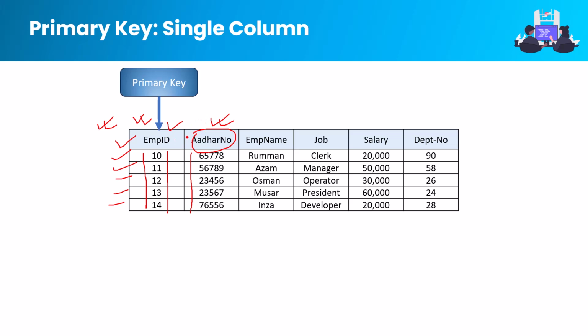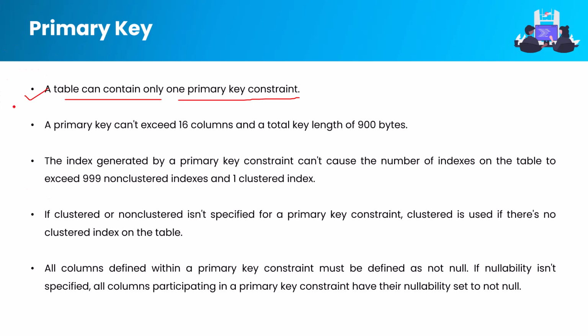At a later point of time, you can change your primary key from employee ID to the Aadhaar number based on your requirement. But remember that for one particular table, the primary key will be one. Now we'll move to the second point: a primary key cannot exceed 16 columns, and total key length will be 900 bytes.